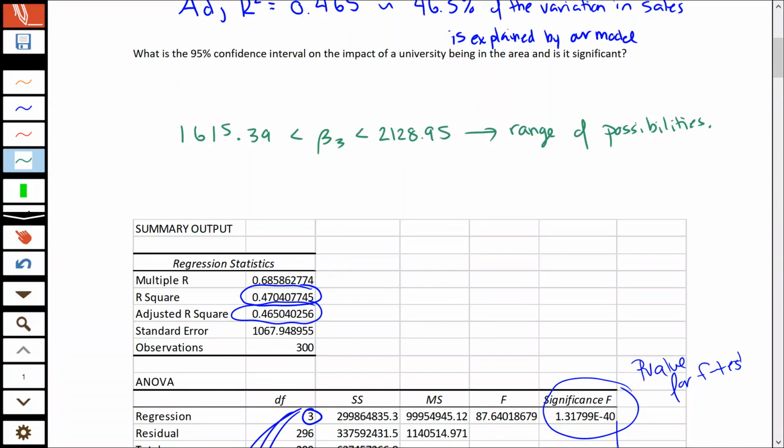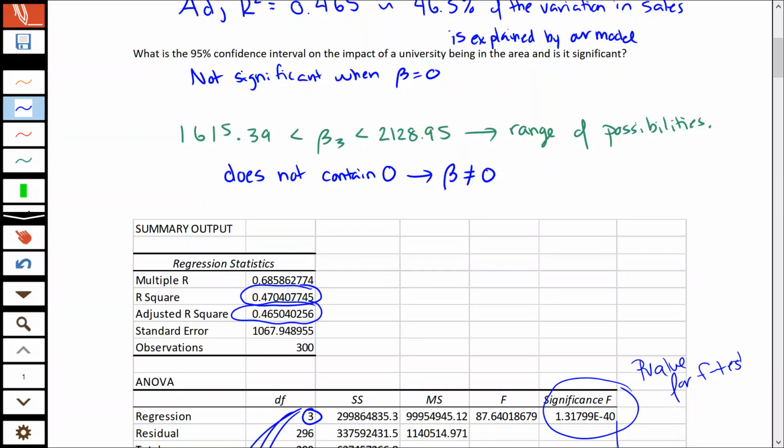Well, what we want to recognize here is that things are not significant when they equal 0, okay? That's the whole idea. We want to reject the nulls because the nulls are all, hey, this value is 0, and we want to reject it so we can say it's significant. So in this case, this confidence interval does not contain 0. And because it does not contain 0, this means that our coefficient can't be 0, and therefore, yes, it is significant.